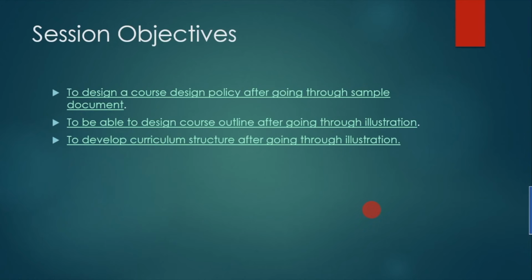The objectives of this session, which is the last session for curriculum design, and thereafter we'll be moving on to assessment. So the objectives for this session are to design a course design policy after going through a sample document, to be able to design a course outline after going through the illustration which I'm going to show to you, and lastly to develop a curriculum structure after going through an illustration.